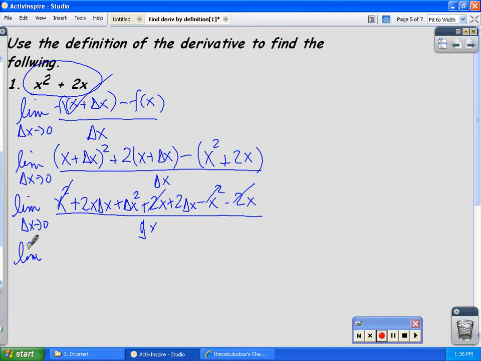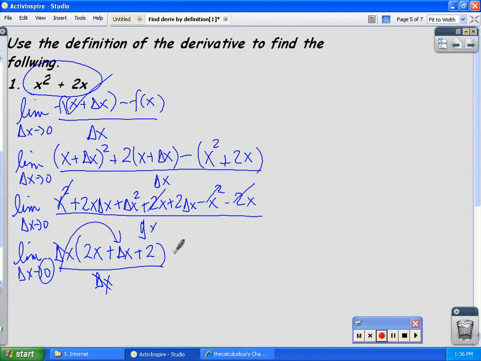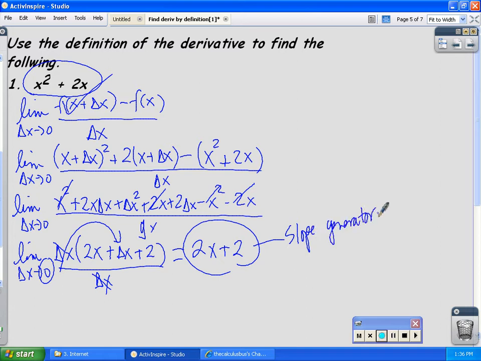Still haven't found the limit, so I still have the limit as delta x approaches 0 of, I'm going to factor a delta x out of every term, so that leaves me with 2x plus delta x plus 2 over delta x. The delta x's will divide out, and now I'm actually going to find the derivative by substituting 0 in place of delta x, and since I'm finding the limit, now I don't have to write that anymore. This is my slope generator. So it simply is a formula that will find the slope at any point on that particular curve.